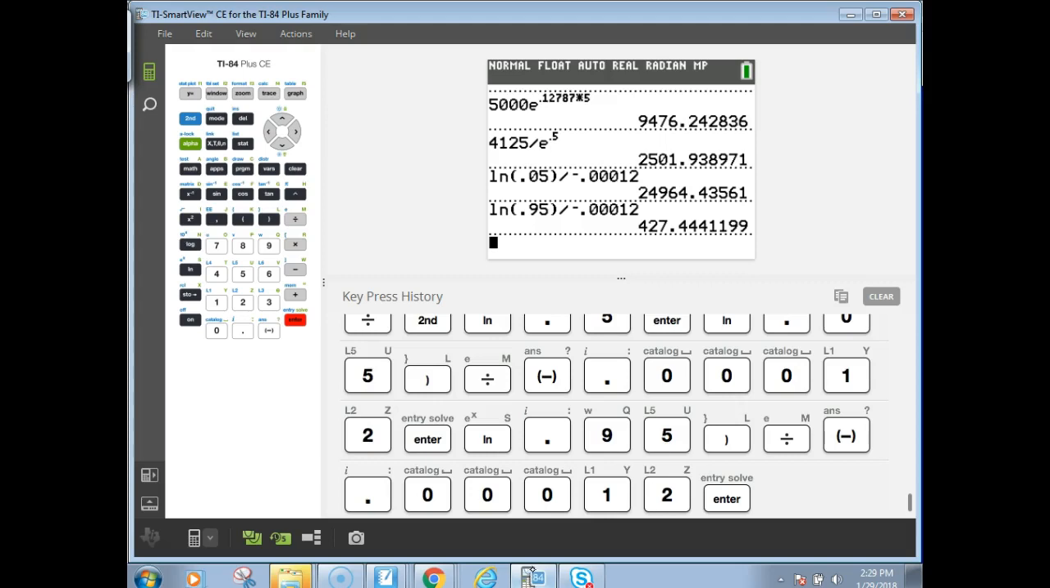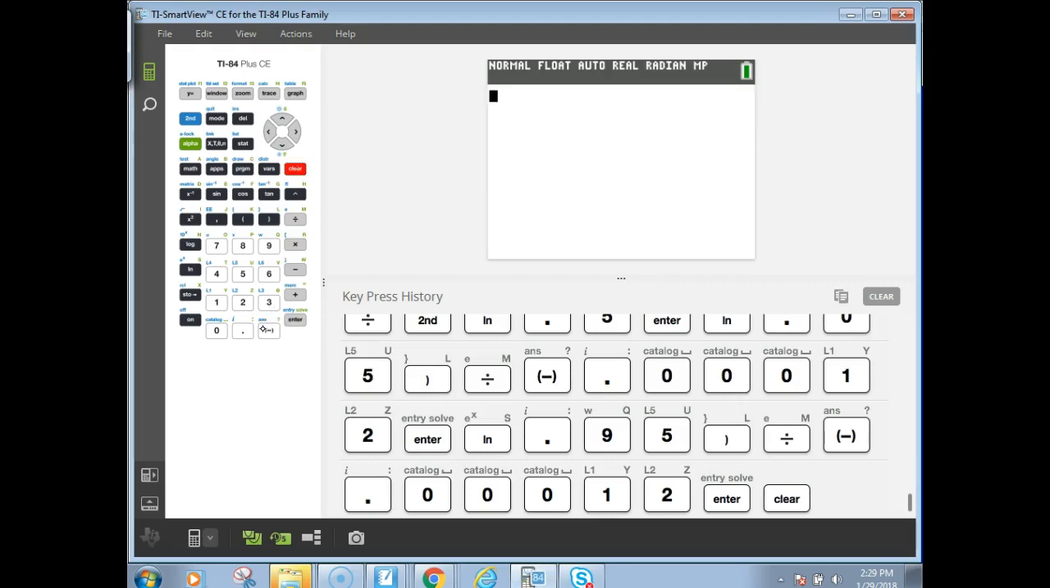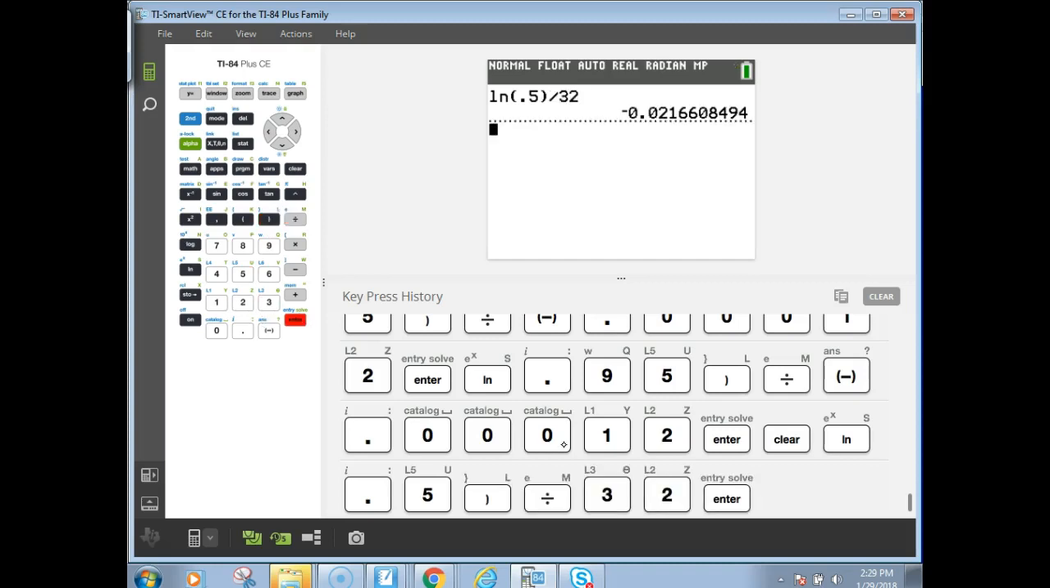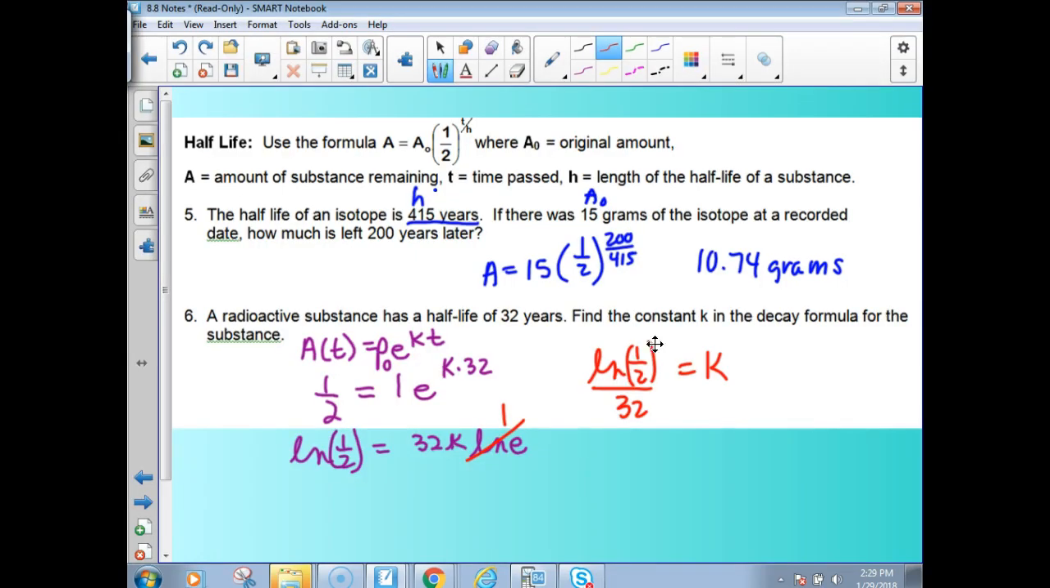I was kind of getting tired of typing these in, but I shouldn't since I expect you to. Natural log of 1/2, I can just type 0.5, and then I have to divide that by 32. I get negative 0.02166. And that's what it told us to find: the constant K in the decay formula.